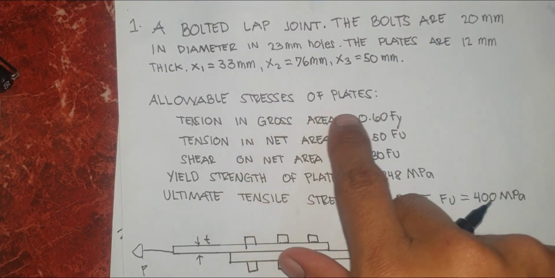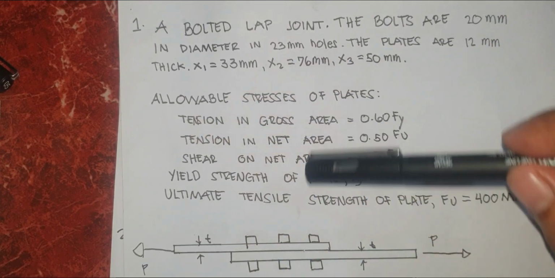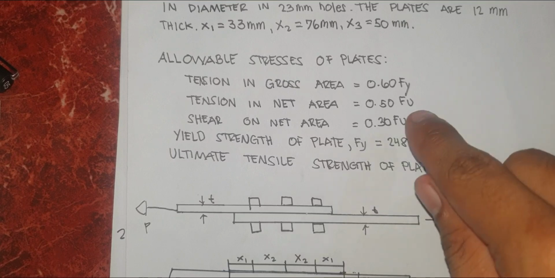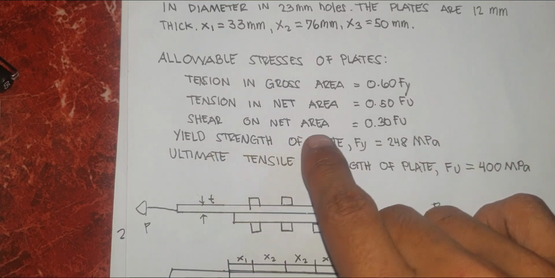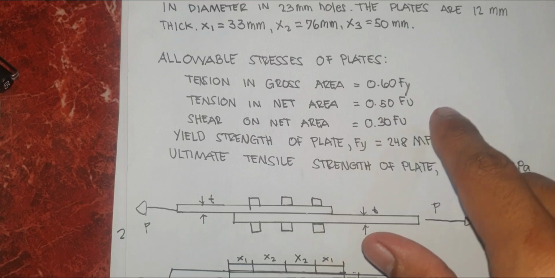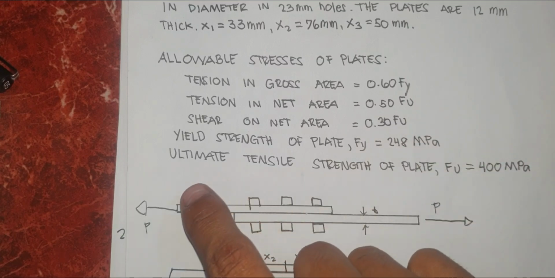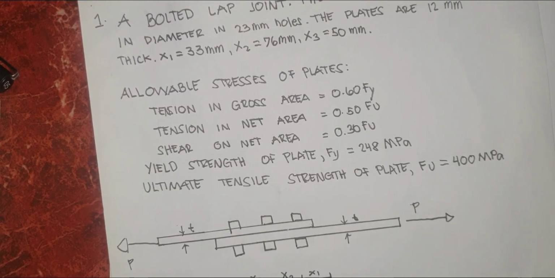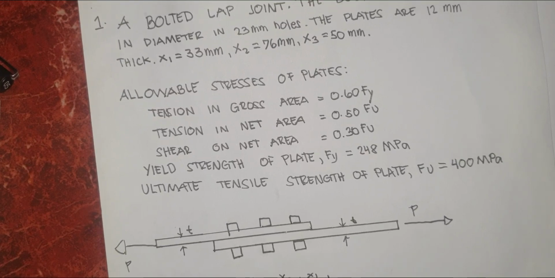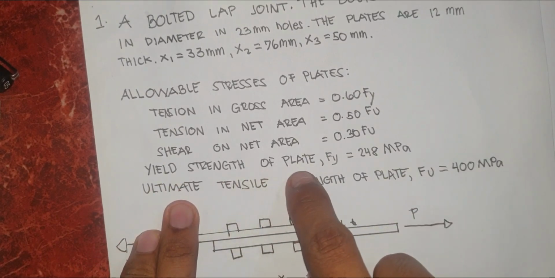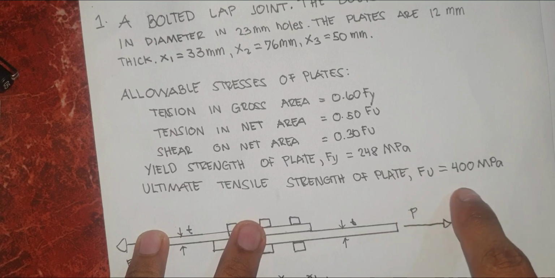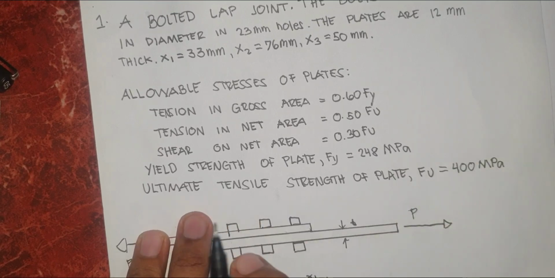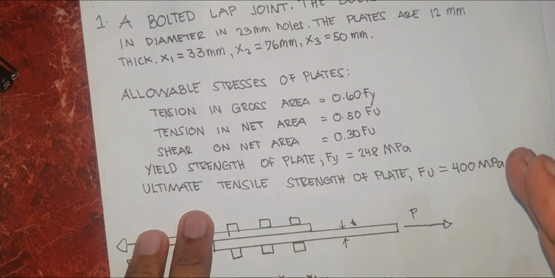The allowable stress of plates: tension in gross area is 0.60 Fy. Tension in net area equals 0.50 Fu, the ultimate tensile strength of the plate. Yield strength of the plate Fy equals 248 MPa.